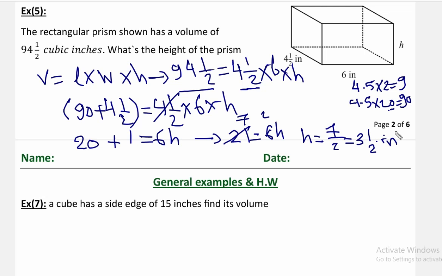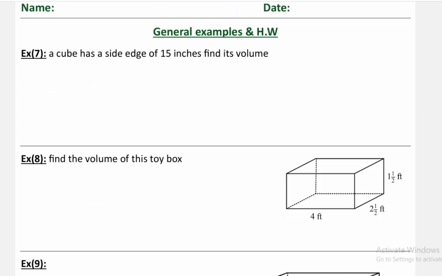Now, getting to the most important one: general examples and the homework. From now, you pause the video, try to solve it yourself, and replay, checking your answer. Okay? Let's move. A cube has a side edge of 15 inches. Find its volume. Cube means that length equals width equals height. So the volume equals 15 times 15 times 15.